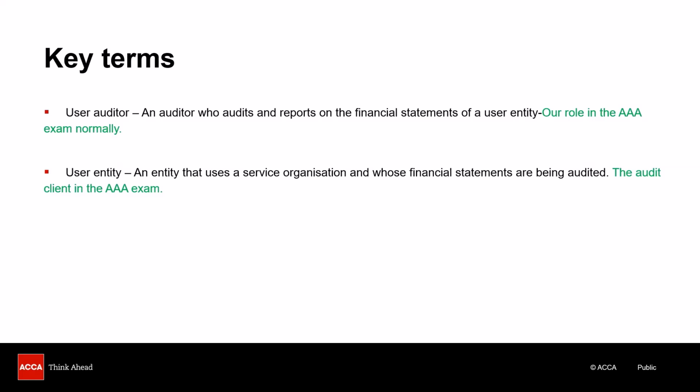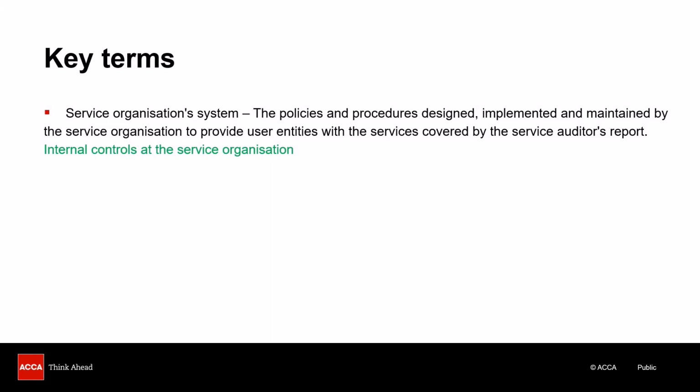We're going to quickly have a look at a few other terms that you need to be comfortable with before we learn how outsourcing should be considered during the audit process. User auditor is going to be normally us in the AAA exam. This is an auditor who's going to audit and report on the financial statements of the user entity. And user entity is the company which is using the service organization and whose financial statements we are auditing. So in the AAA exam, normally our client would be the user entity and we would be the user auditor. So this would be a role most of the time in the AAA exams.